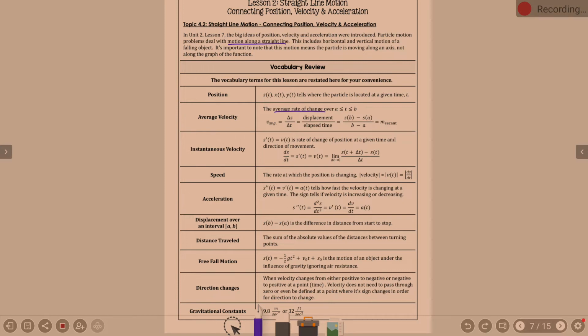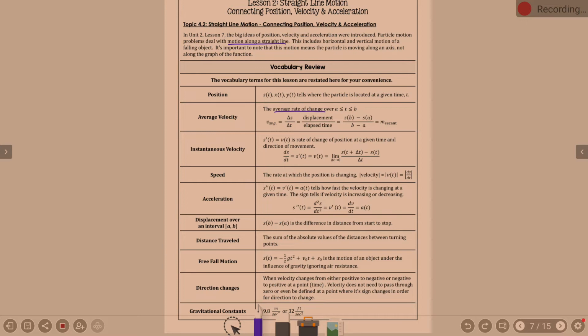Displacement over an interval is just how far from where you started to where you ended. The difference from start to stop. Distance traveled is everything added up, the sum of the absolute values of the distances between turning points. So if you go right, left, right, left, right, left, and you end up back where you started, distance traveled is not 0. It's adding all those distances up that you traveled.